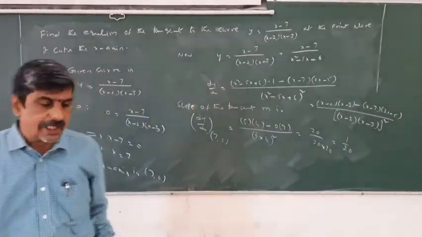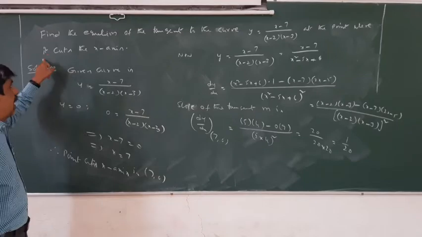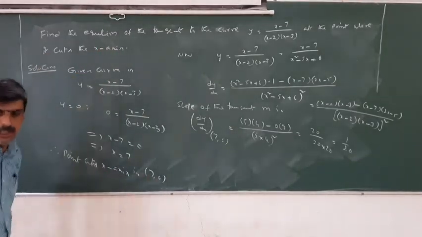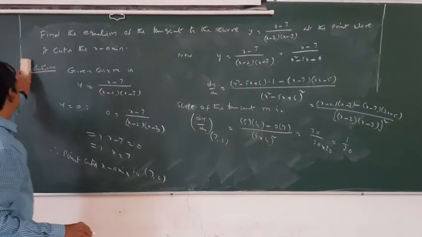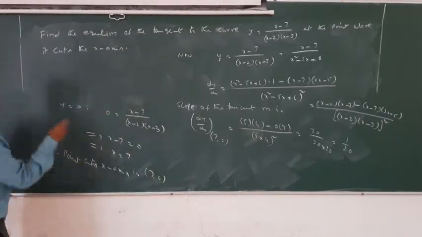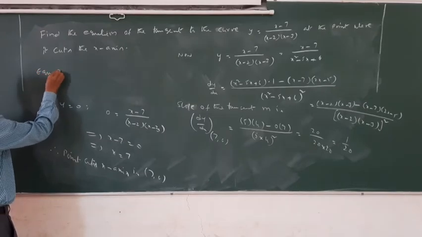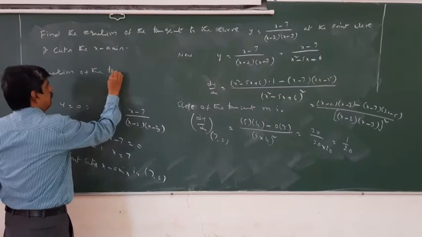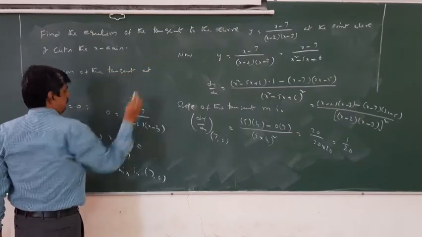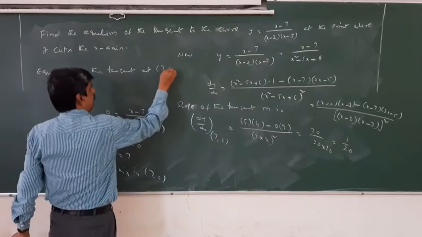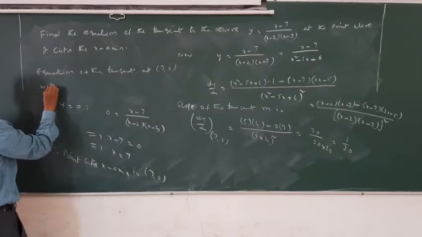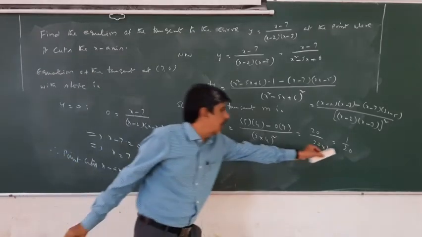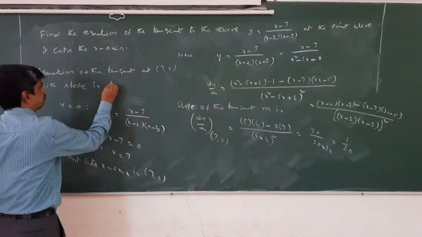Now we want to find the equation of the tangent where it cuts the x-axis. So the point where it cuts the x-axis is (7, 0). So the equation of the tangent is at (7, 0) with slope, the tangent slope, how much? 1/20.